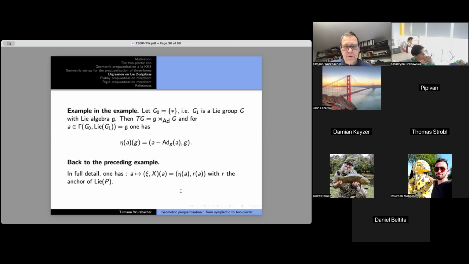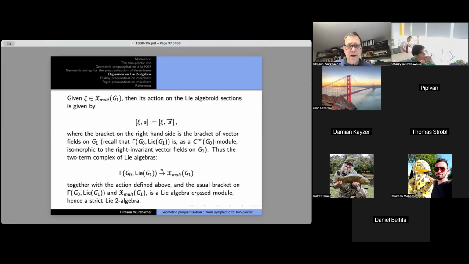And so the couple psi and x is eta of A, which is the sum of the left and the right invariant vector field associated, or the difference of these left and right invariant vector fields. And the second part of the couple is the anchor, which is a vector field on G0. Okay, so this is the example. And I continue this example.